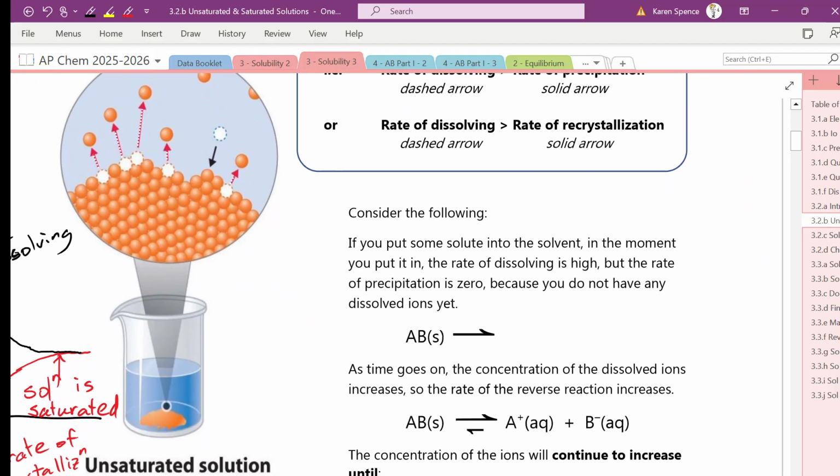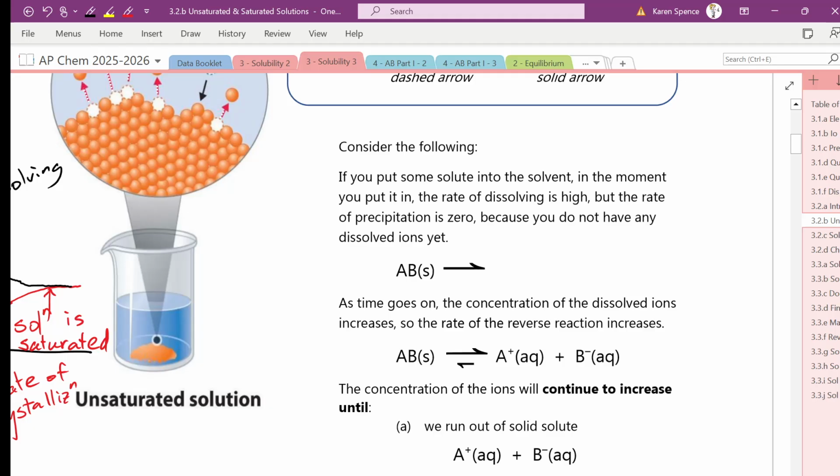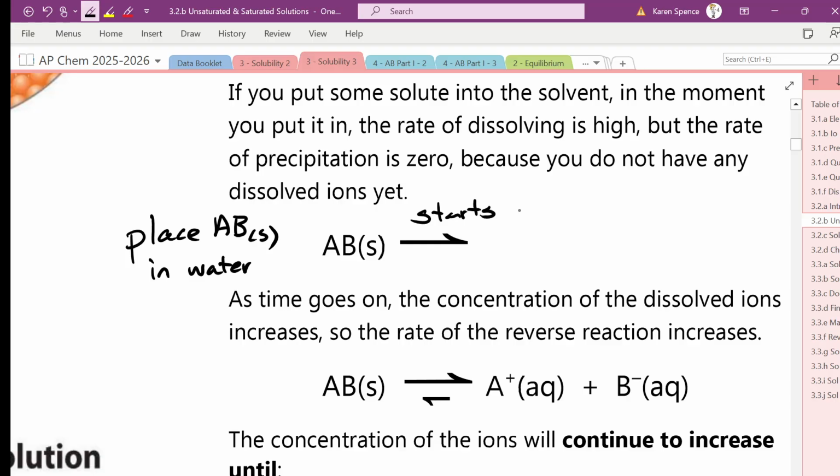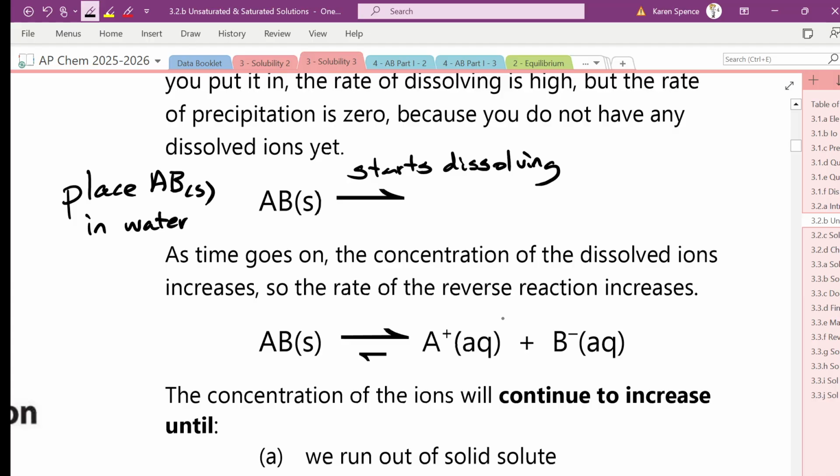Okay, so if you put some solid solute into the solvent, we have a high rate of dissolving. So here we place AB solid in water, and it just starts dissolving. As time goes on, we start getting some of these ions, and so we're going to start getting some recrystallization.